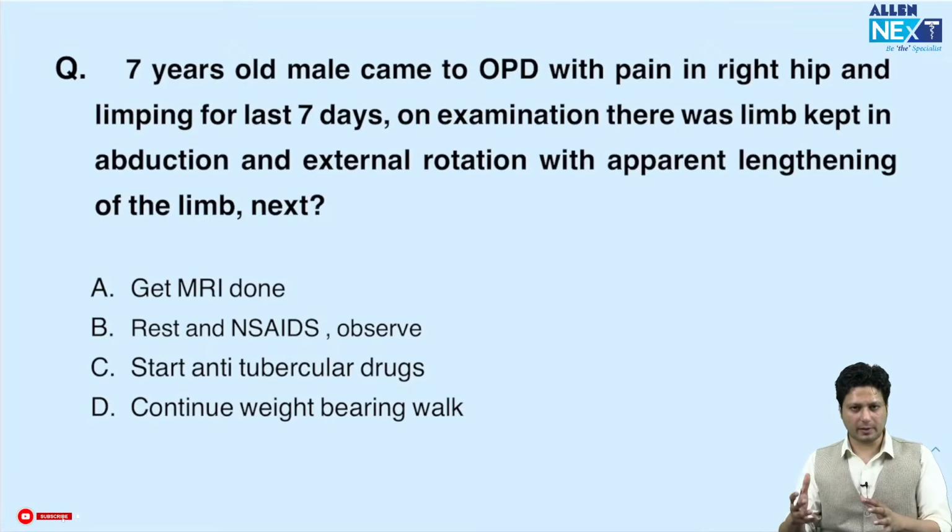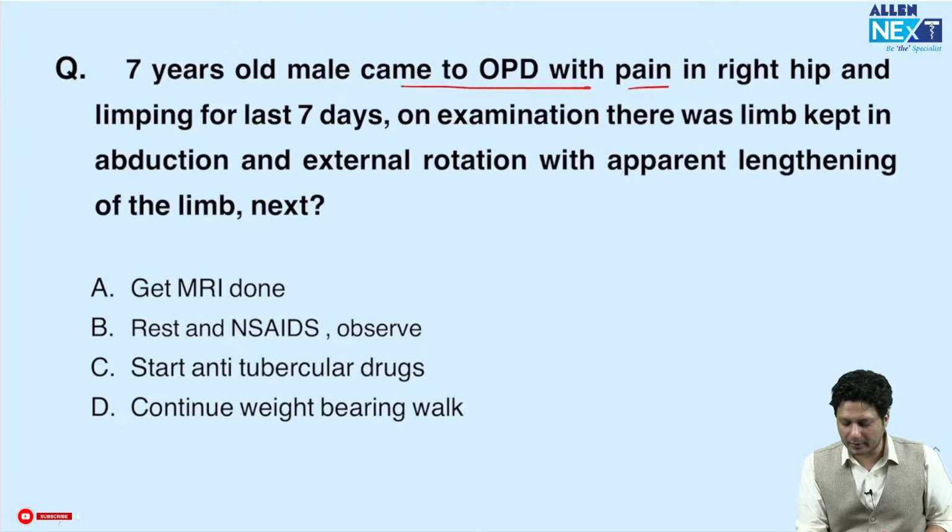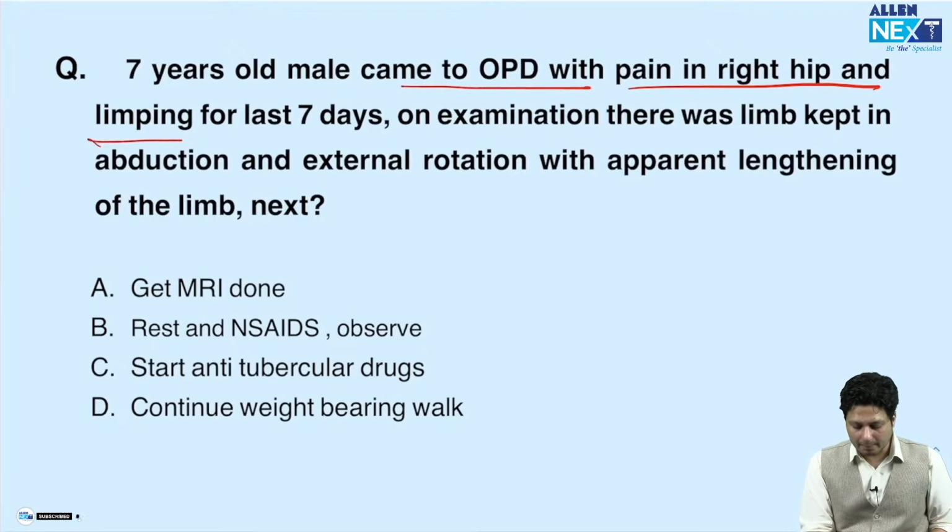The next question is relatively simpler, but it is relatively commoner. A 7-year-old male came to OPD with a complaint of pain in the right hip and limping for the last 7 days.